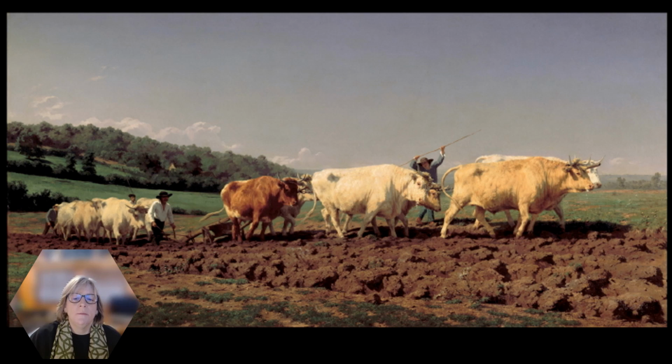In this close-up of the painting, you can see Bonheur's attention to detail and accuracy. Not only in the drawing aspect of this painting, but also the colors. She captured the reality of the world around her.